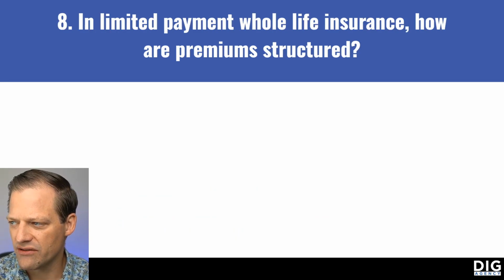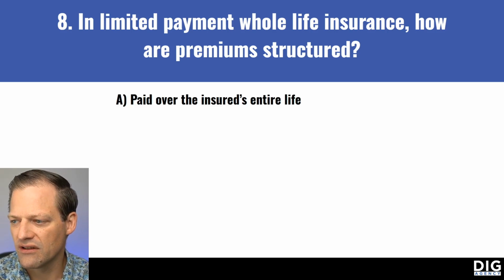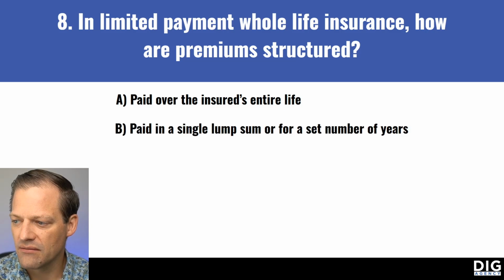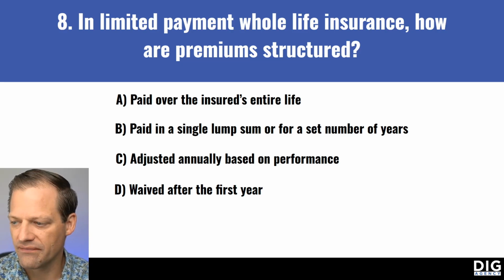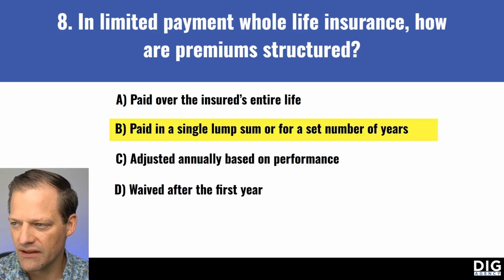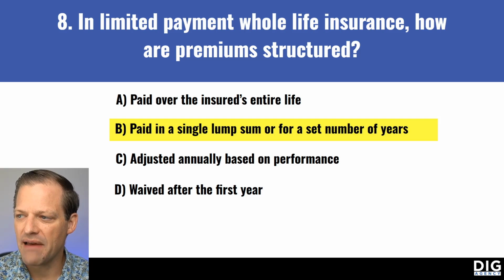And limited payment whole life insurance. Again, limited payment. How are premiums structured? A, paid over the insured's entire lifetime. B, paid in a single lump sum or for a set number of years. C, adjusted annually based on performance. Or D, waived after the first year. The answer is B.